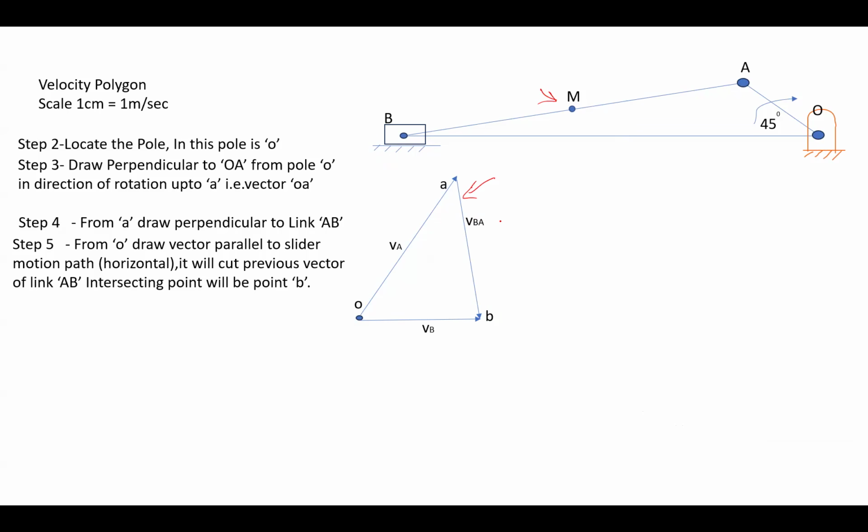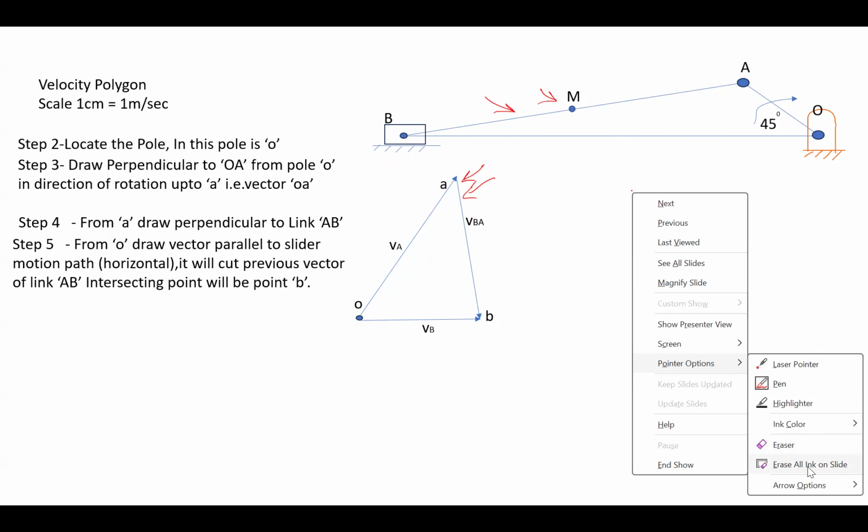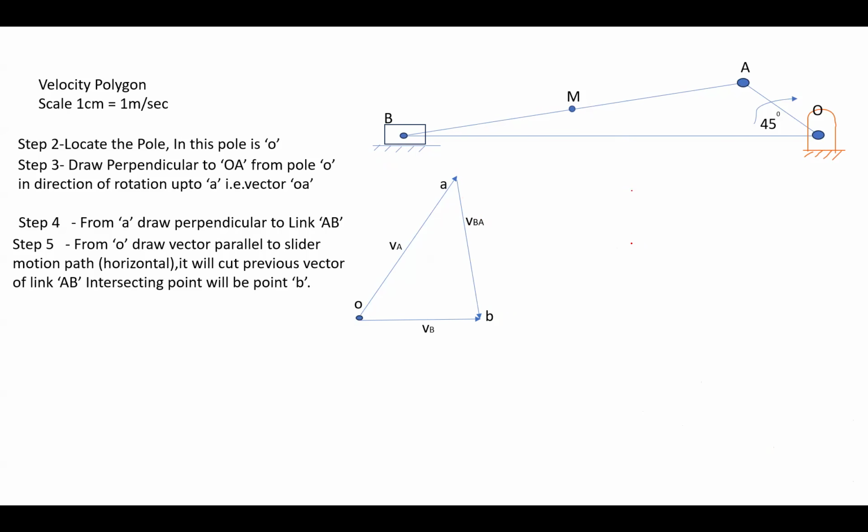How to locate the M point on the vector AB? Because the M point appears here on the AB link. So the M point on the vector diagram should be on the AB vector only. So how to locate this M point? To locate the M point on the AB vector, you have to use the ratio.